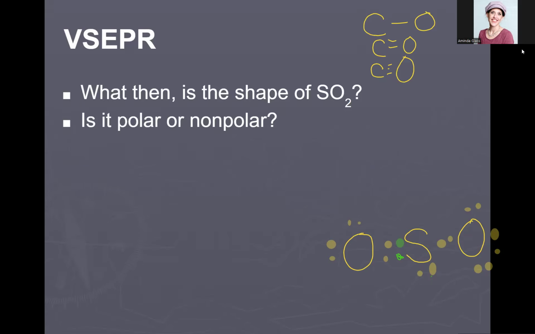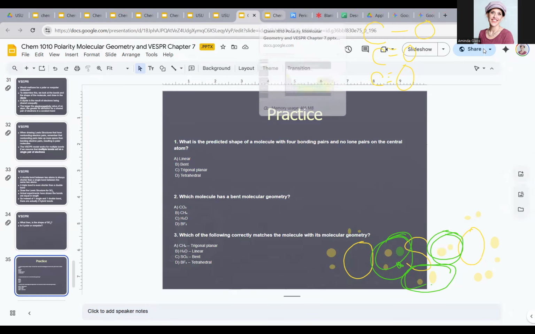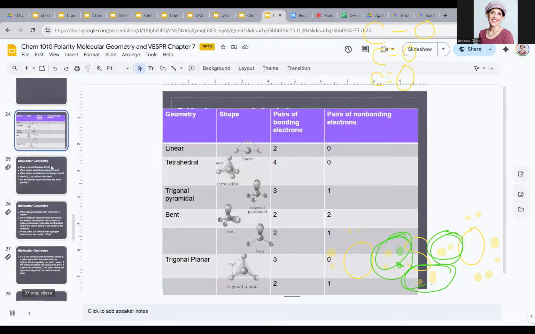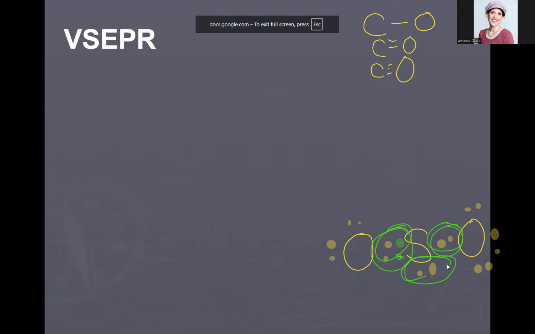So then if I wanted to know what the shape of this is, remember I treat this as a single element. It's not going to be linear because I have this lone pair of electrons. I know this one's a tricky one. So if I go back to that chart here, it's not going to be like this. It's actually going to be a bent shape, because this pair of electrons here at the bottom is going to cause it to bend a little bit.